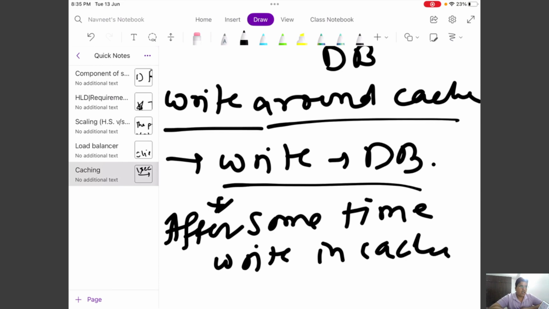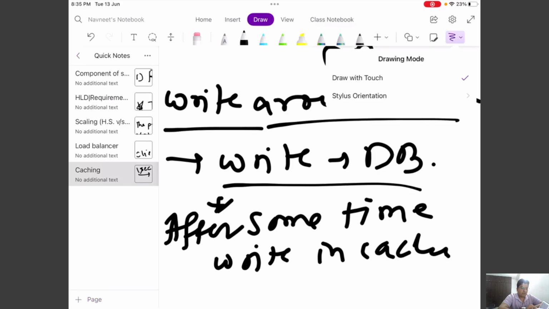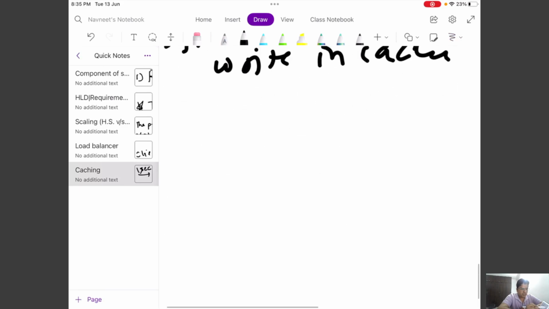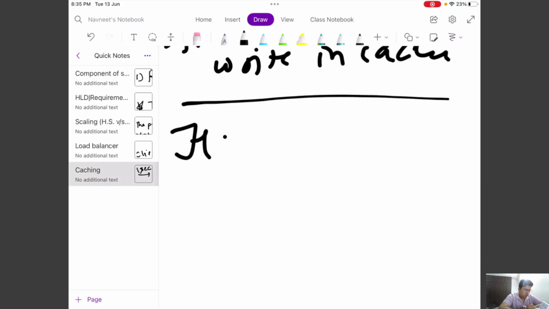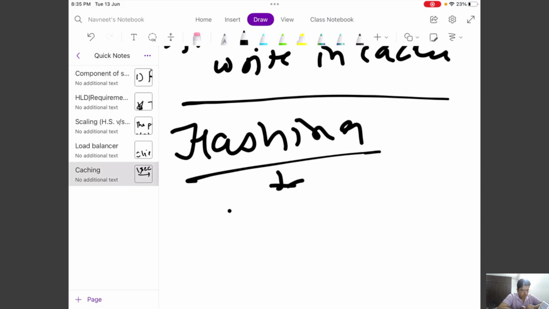So that's it for caching. We will understand the caching techniques better maybe in the next video, which is called hashing. We will learn hashing in the next video.